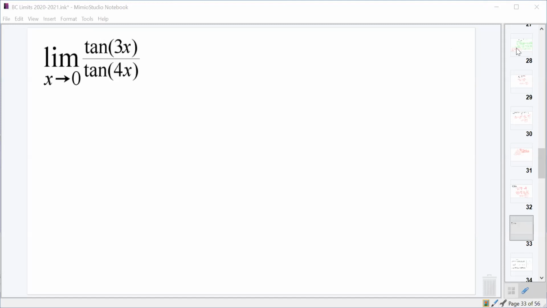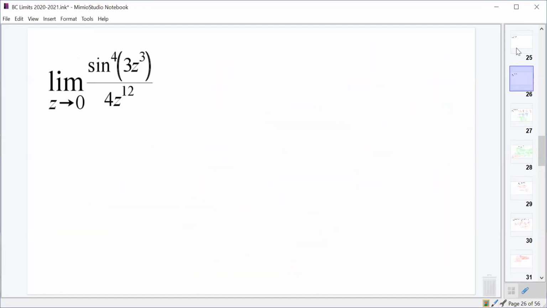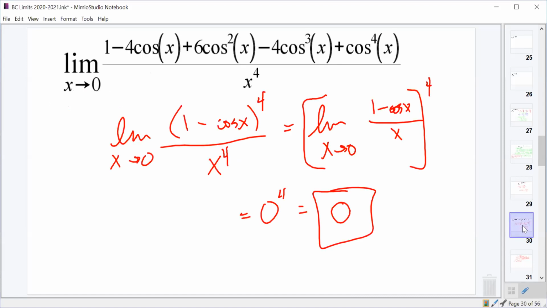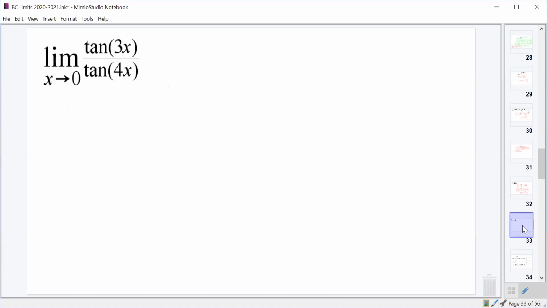For the ones like a couple of the ones we did yesterday, like sine to the fourth of 3z cubed over 4z to the 12th, you're not going to want to use L'Hopital's rule for that one because taking the derivatives of this over and over again is just going to be a nightmare. But for the simpler ones, you could also just use L'Hopital's. So just keep that in mind. What about this one?